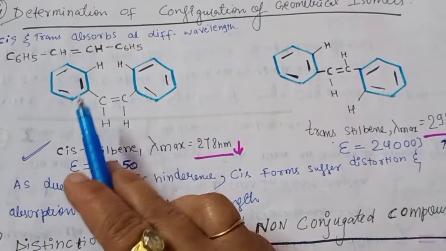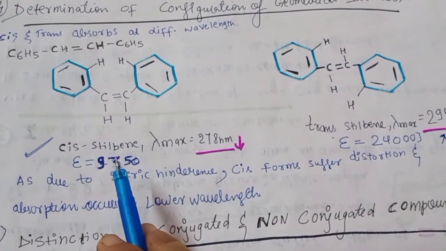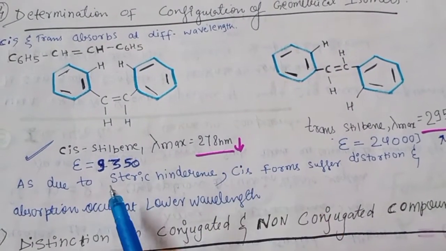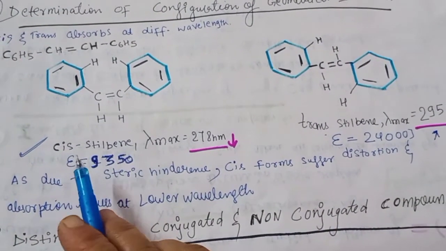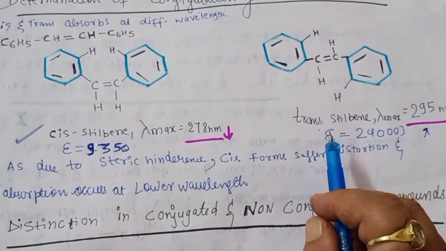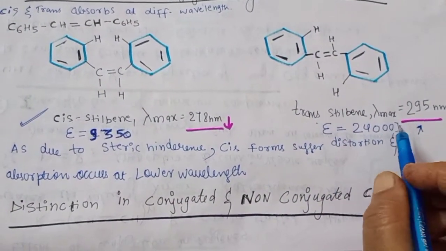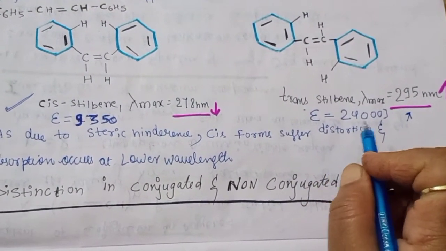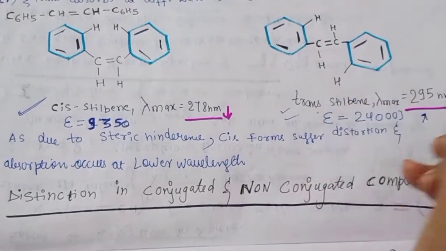So this structure, the cis stilbene, the lambda max value is 278 nanometer and the epsilon value is 9350. Here for the trans stilbene, the value for the lambda max is 295 nanometer and the epsilon value is over 24,000. Both values are higher in the case of the trans.